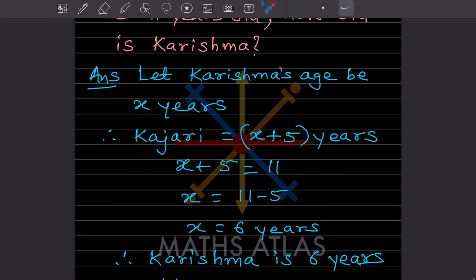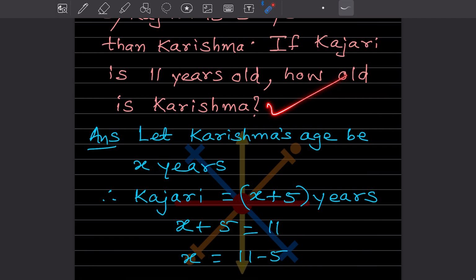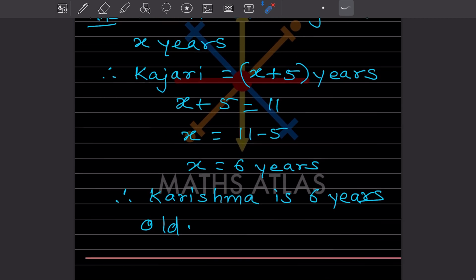Now we have to solve. Solving means, left hand side as it is, right hand side as it is, plus 5 goes over here, that is minus 5. So x is 6 years old. So what do we consider x? x as Karishma. So Karishma is 6 years old. And that is what we want. How old is Karishma? Okay.